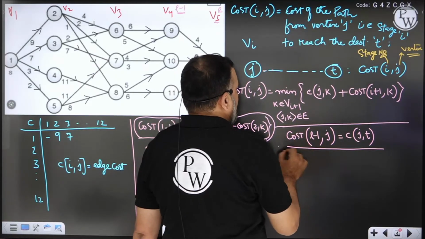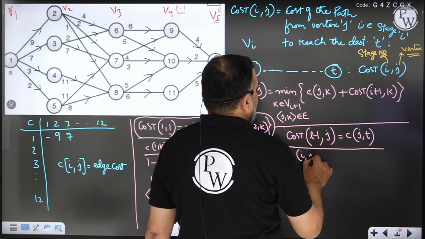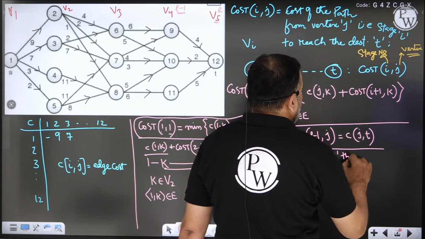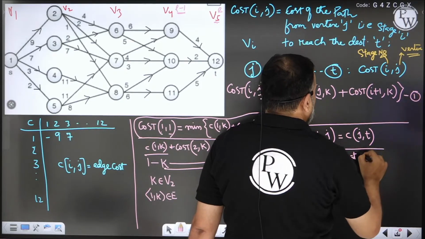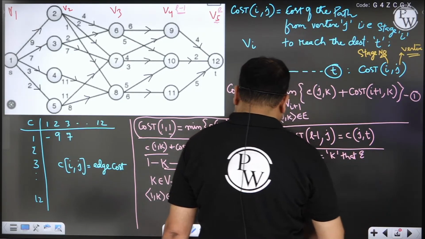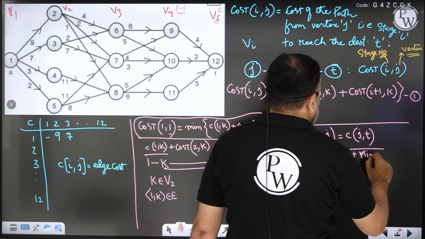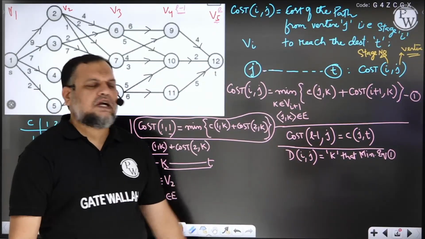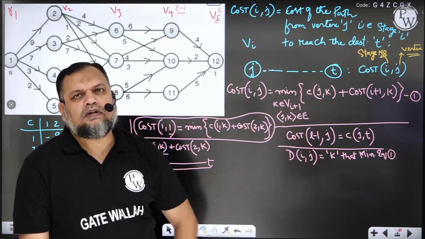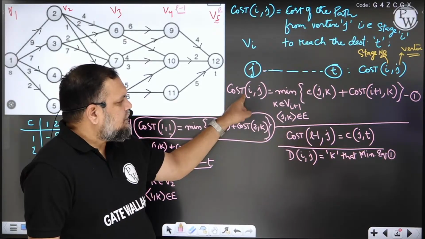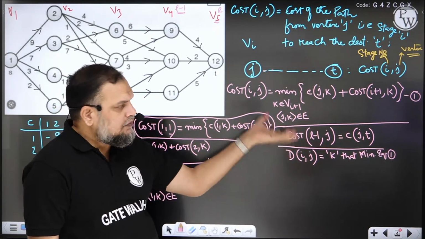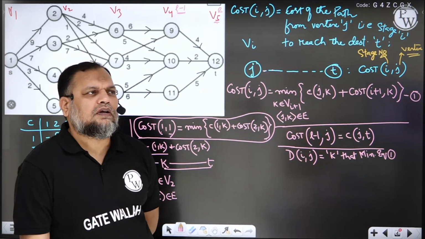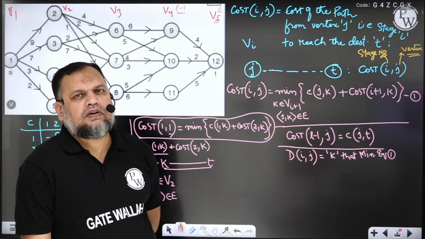And if you want to construct the path, then I will use another parameter called d of i, j. d of i, j will give you the value of k that minimizes equation 1, you can call this equation 1. Whichever k gives you the minimum, that you are going to store in d, which will help you in constructing the path. The cost will give you the cost value, and d will give you the value which is minimizing it. As we expand, we will understand that.